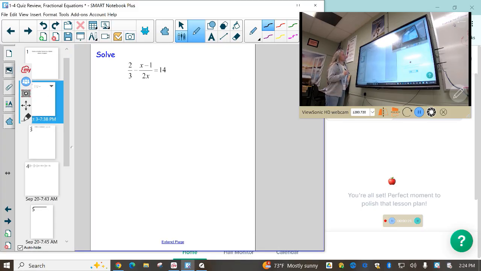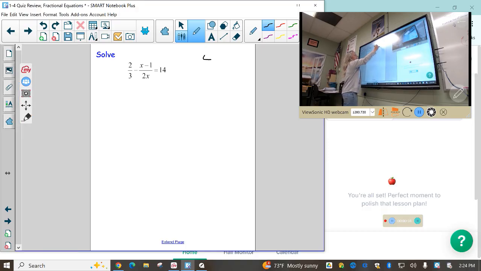Okay, the first one, we're going to try to get rid of the fraction. First step is to locate your fraction. I have 3 and 2x. I need the least common multiple of 3 and 2x. Least common multiple of 3 and 2 is 6, okay? And then I'm going to go ahead and add the x. Every single variable that's down there we have to add to our least common multiple. Then we're going to multiply the entire equation by my least common multiple, which is 6x.